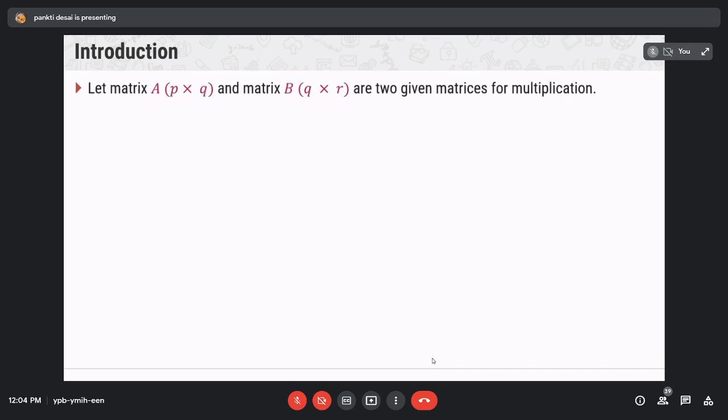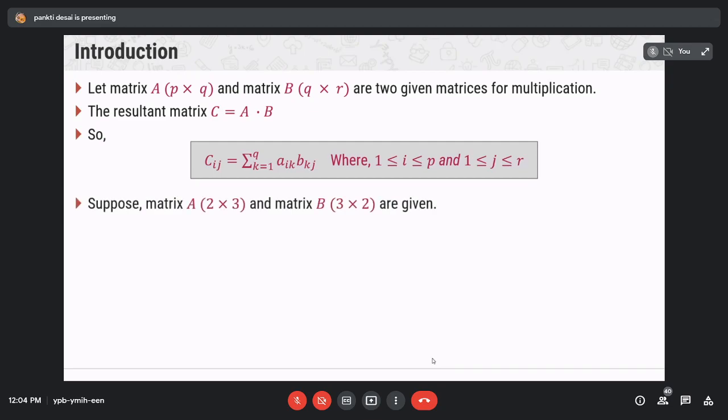Now let us take two matrices, A of P cross Q and B of Q cross R, and we want to perform the multiplication of these two matrices. The resultant matrix will be C equals A into B, where the dimensions of C are P cross R. So we can write Cij equals sigma of K equals 1 to Q of Aik Bkj, where the value of i is between 1 to P and the value of j is between 1 to R, where P and Q are the dimensions of the A matrix, and Q and R are the dimensions of the B matrix.